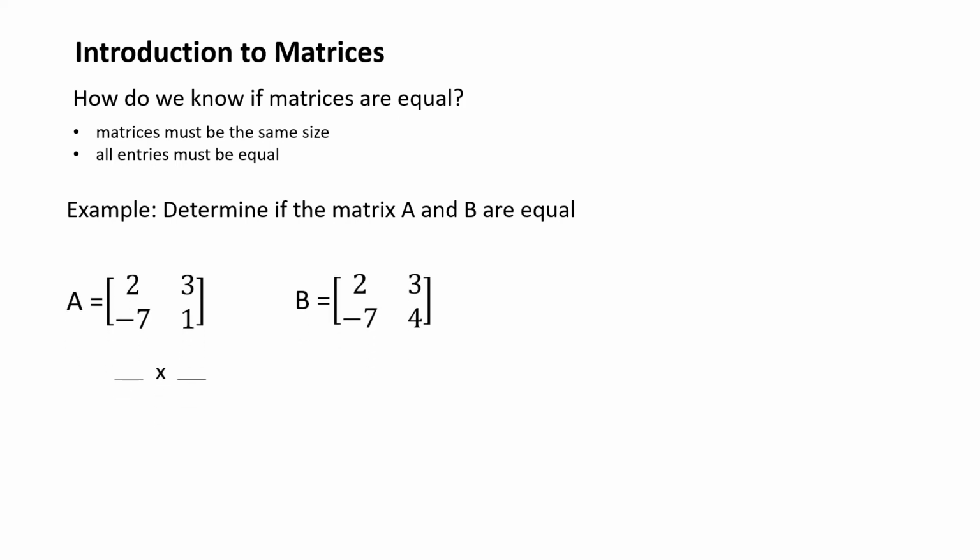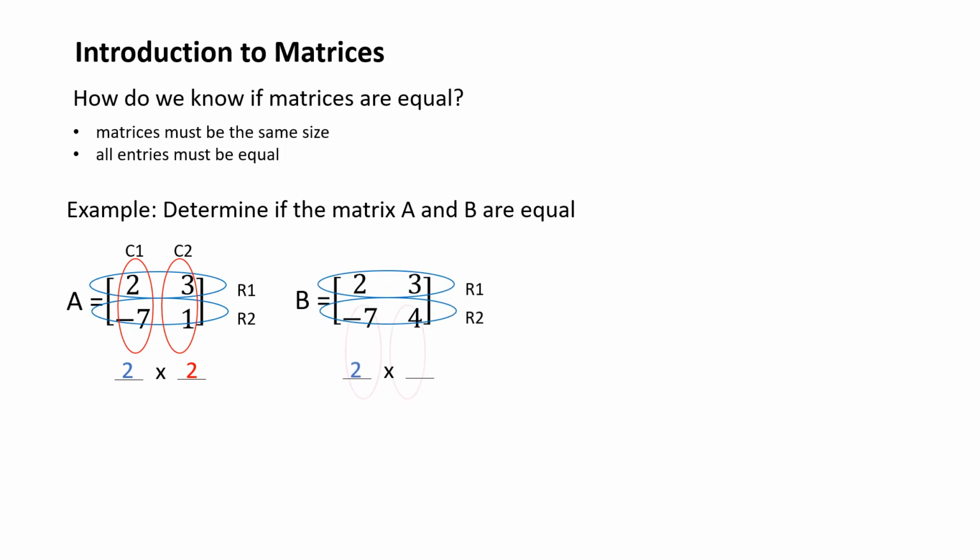Matrix A consists of 2 rows, so R is equal to 2, and it consists of 2 columns, so C is equal to 2. Therefore, it's a 2 by 2 matrix. Matrix B consists of 2 rows, R is equal to 2, and it consists of 2 columns, so C is equal to 2. And the size of matrix B is 2 by 2. Both matrices are the same size.